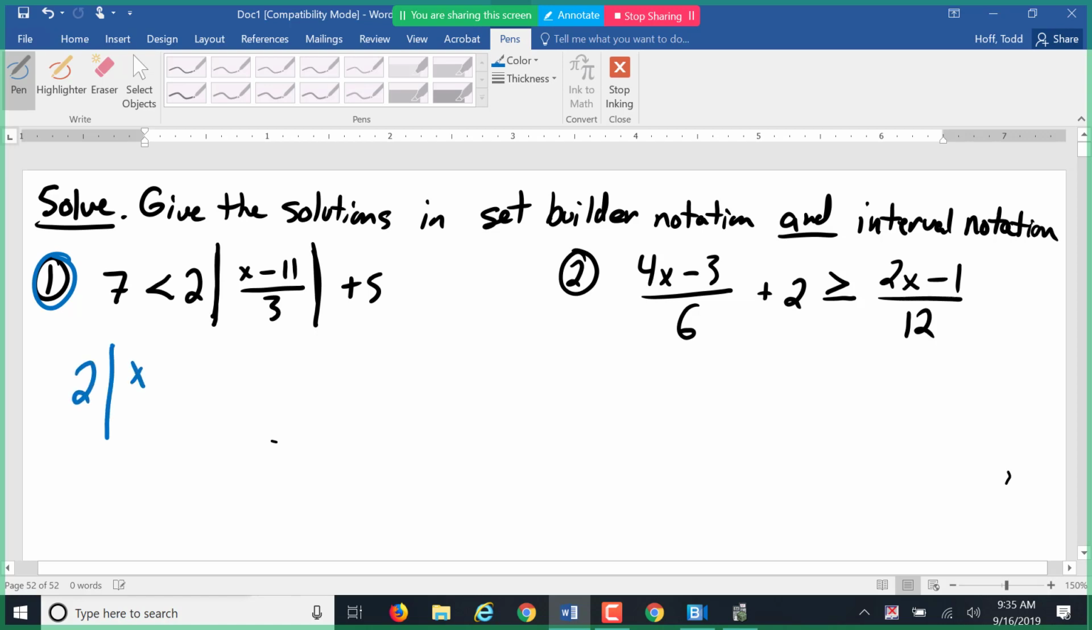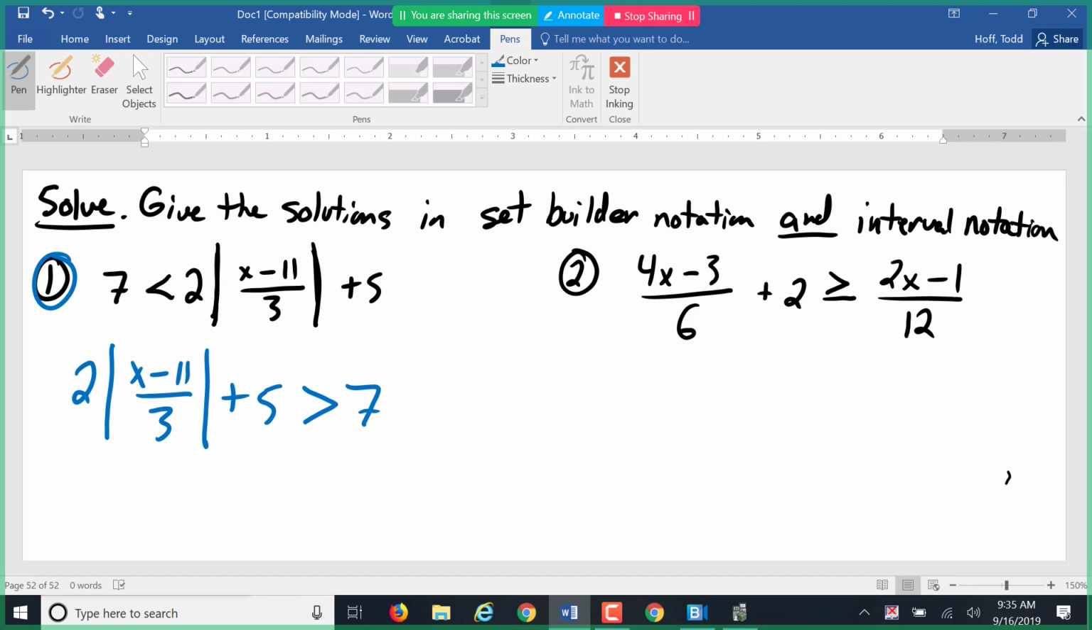So 2 times the absolute value of x minus 11 over 3 plus 5. But we have to make sure we keep our symbol consistent. The 7 is the smaller of the two quantities, according to that symbol. So we make sure we adjust our symbol so that the 7 is still the smaller of the two quantities. So it's pointing at the 7.